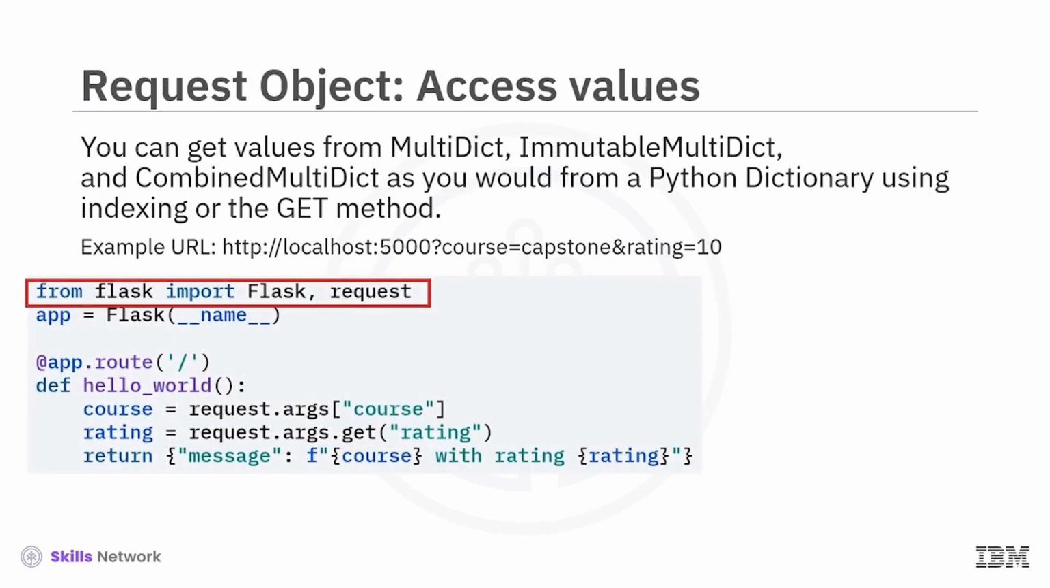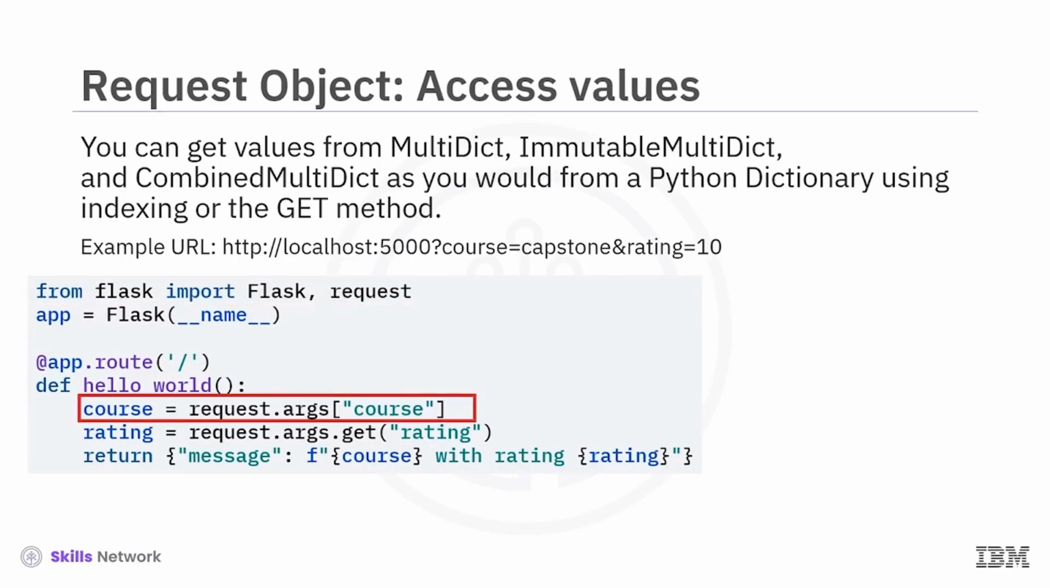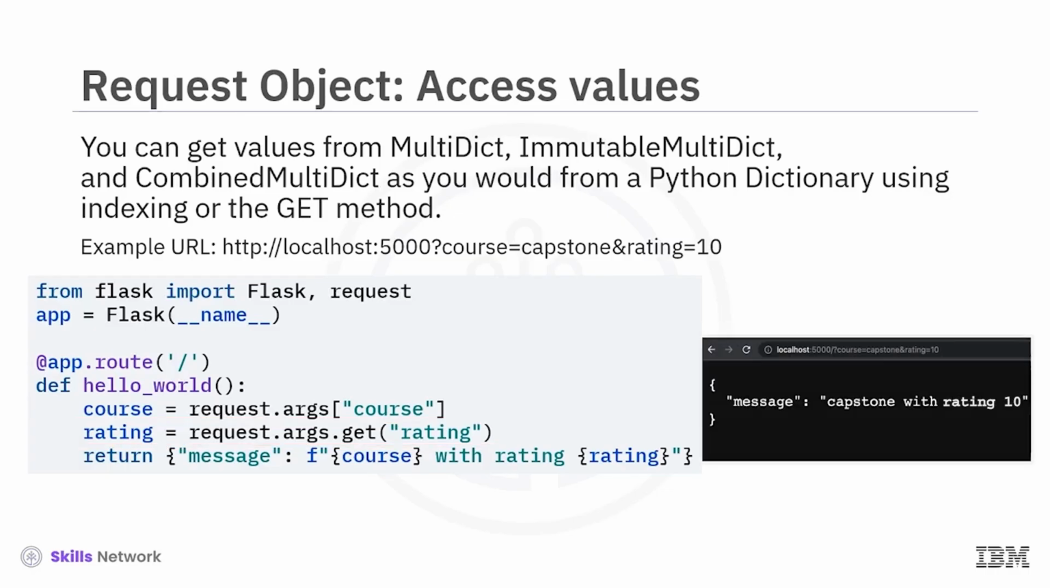First, you import Flask and the request modules in your method. You extract the value for the course argument by using indexing. Then, you extract the value for the rating argument by using the get method. The get method returns a value of None if the argument is not present, whereas the indexing method returns an error and stops the server with a 400 bad request. The message shows the request in the browser with a course of capstone and a rating of 10.